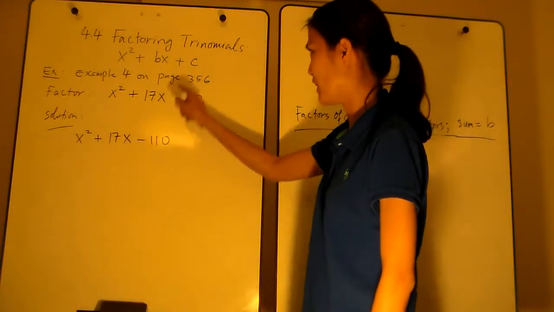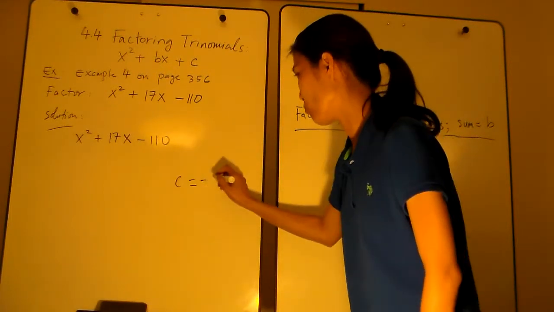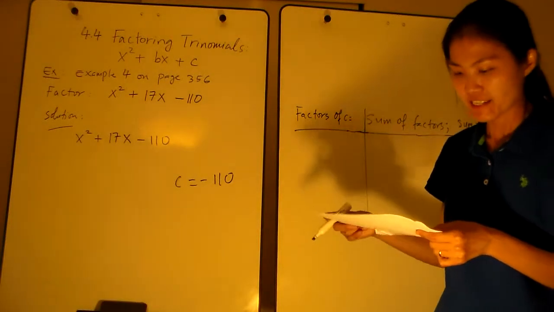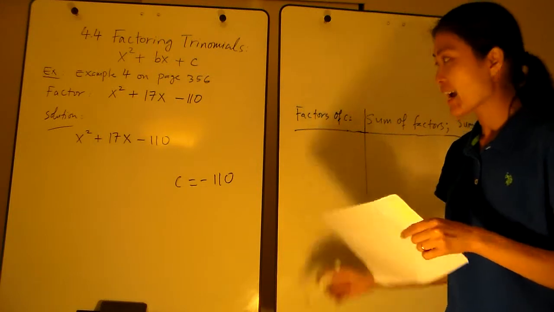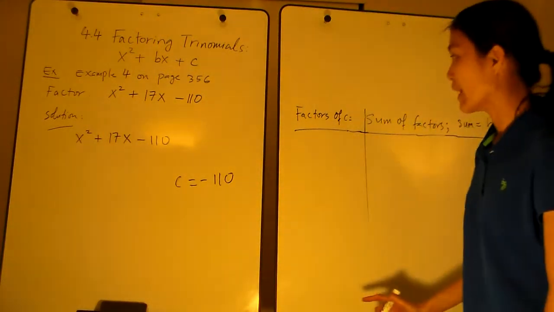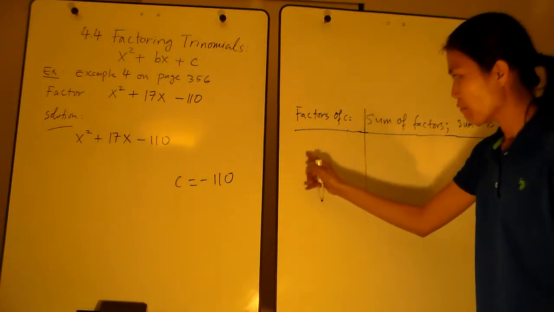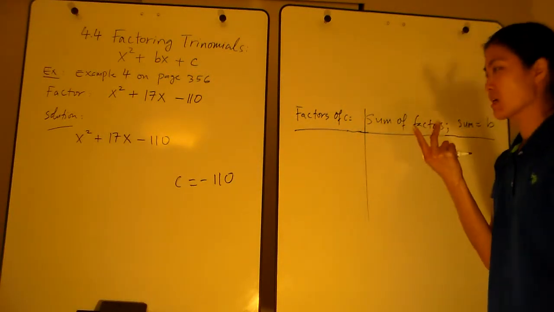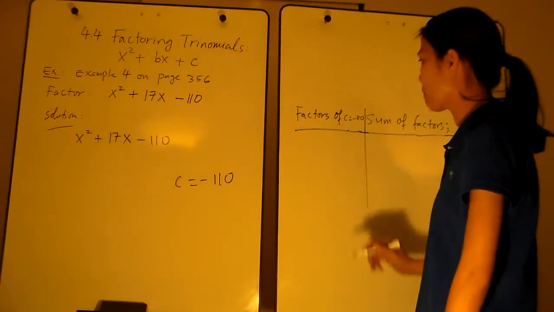What is c? C is negative 110, right? So what does it say? If c is negative, then one factor is positive and the other is negative. When you factor c, one factor will be positive, the other factor will be negative. The signs of the two factors will be opposite. So c is negative 110.